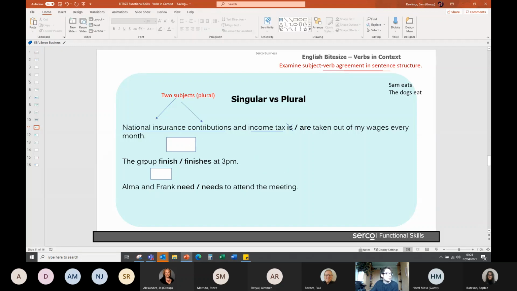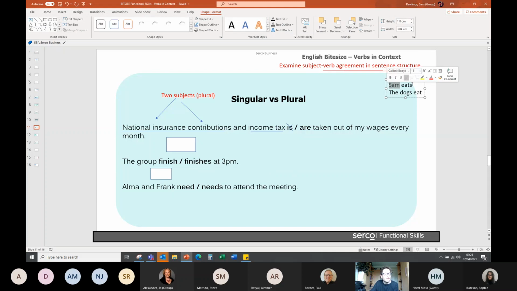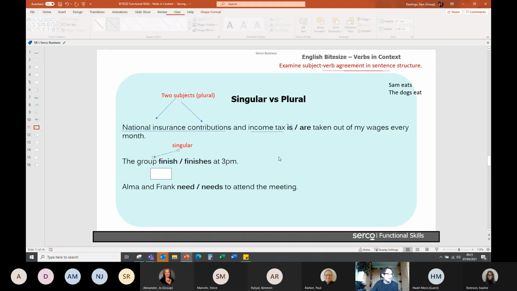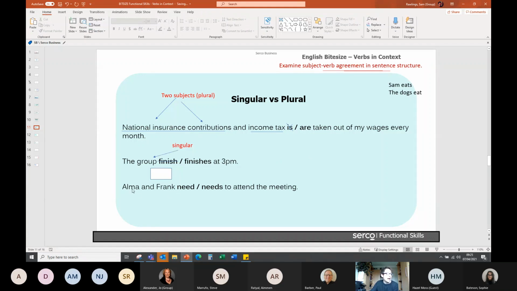Okay, let's try the next one. So the group finish or the group finishes at 3 p.m.? What do you think? Yeah, well done. Good. So remember, if it's singular, it has an S. Sam eats. We've got one group, so obviously that's singular. So we're going to say the group finishes at 3 p.m. Exactly. Good. And what about the last one? Alma and Frank need or Alma and Frank needs?